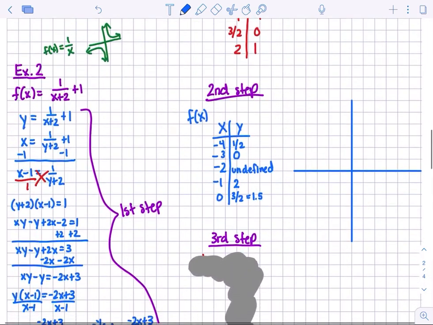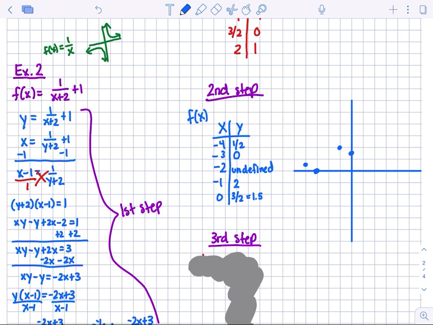So we are going to plot these. We're going to get -3, 0. Oh, that's -2, 0. Sorry, -3, 0. -4, 1/2. And we're going to get -1, 2. And 0, 3/2.